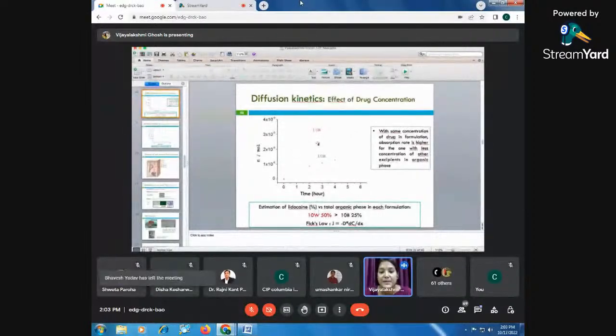Here, 10W had fewer excipients, so the lidocaine was 50% in the organic phase. So the diffusion kinetics was faster than 10B, which had 25% of the drug in the organic phase. So it had slower diffusion kinetics.